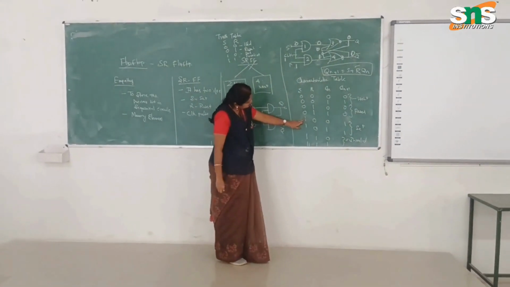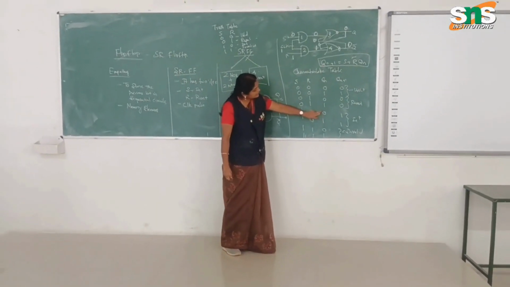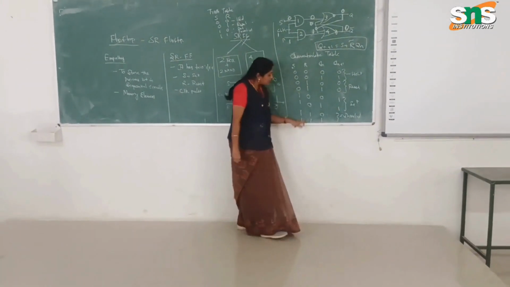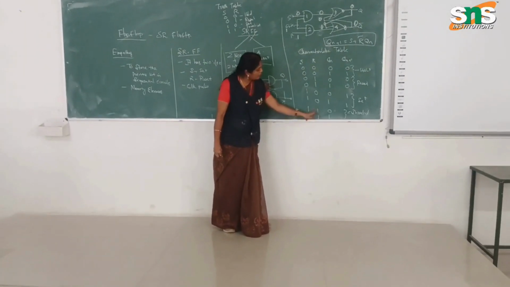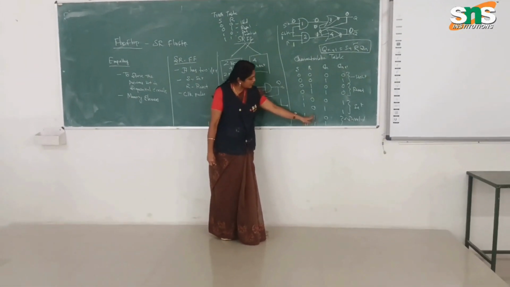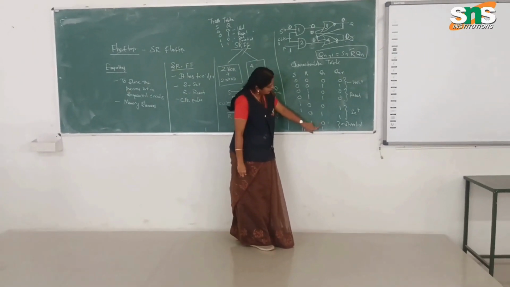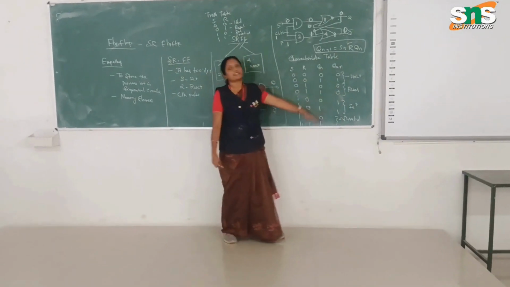The next input is 1 0. For 1 0, for different current states 0 and 1, the next state will be 1 and 1. For S equal to 1 and R equal to 1, for different current states 0 and 1, the next state is invalid. So this is the characteristic table.